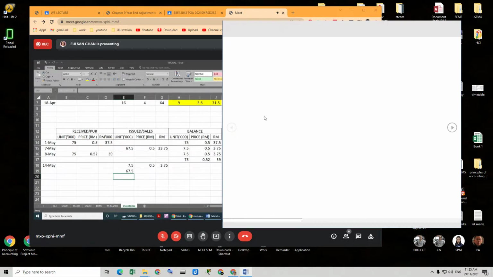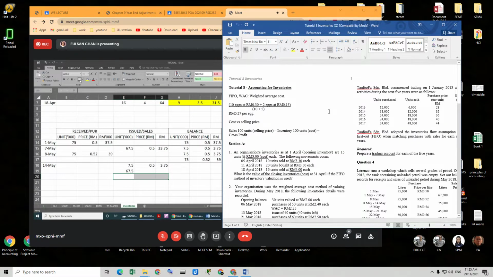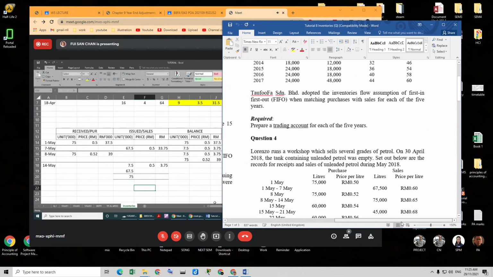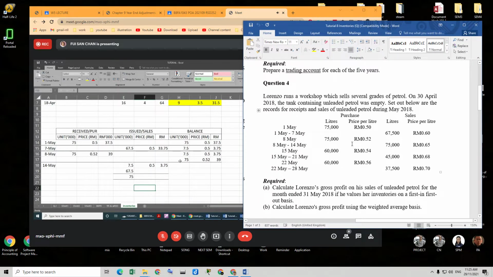So actually we can do one more like this. In total, the question said we issue 75, correct? Yes, but because of first in, first out, we need to utilize the old one first. So the old one put here, and then the remaining, we only take 67.5. So 7.5 already issued out. 75 minus 67.5 is left 7.5. So here we actually left 7.5.